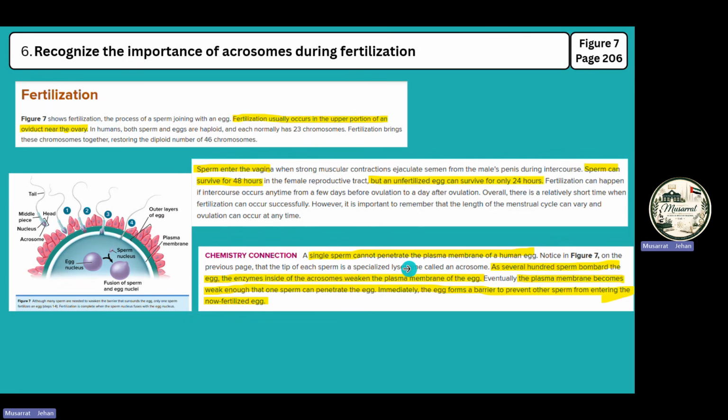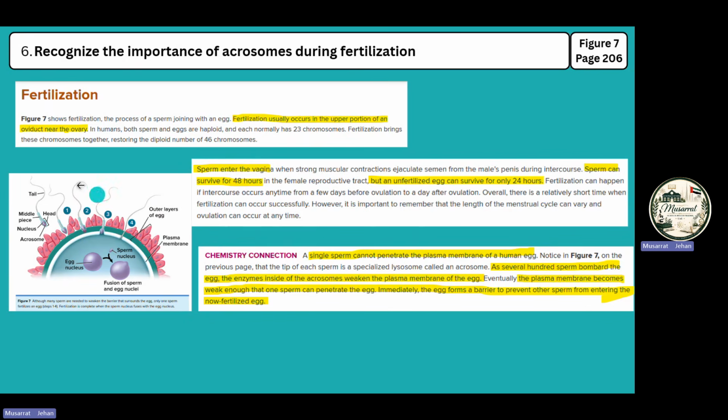A single sperm cannot do it. If you see this figure, you can see that there are so many sperms coming in towards the ovum. One single sperm is going to enter, only one. But all are required for making this layer weak. A single sperm cannot penetrate the plasma membrane of the human egg.